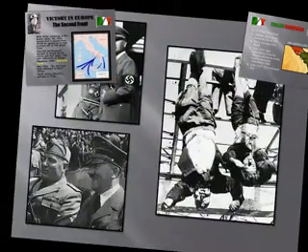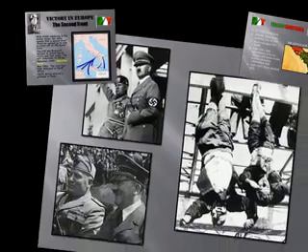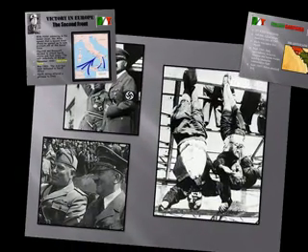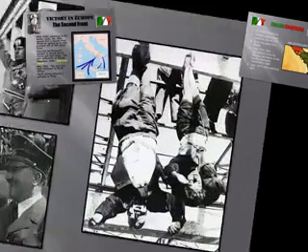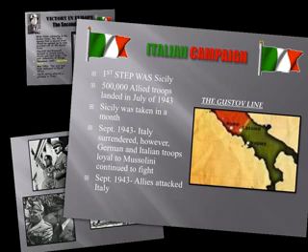And then we have some interesting pictures here as Benito Mussolini, the Italian leader, is eventually captured and executed. And so 500,000 Allied troops landed in Sicily, and then eventually Italy surrenders.